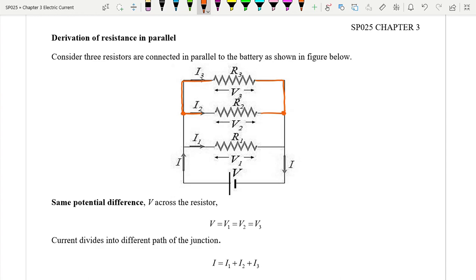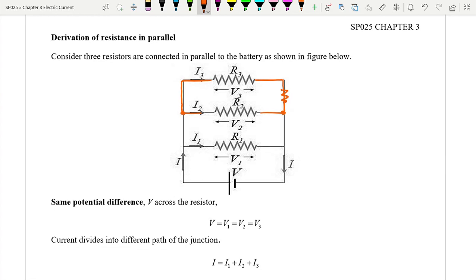Okay, begitu juga dengan R1. Kaki dia tak ada siapa pun halang. Tak ada another resistor yang halang kat sini. Kalau ada halang, maksudnya dia bukan lagi parallel.